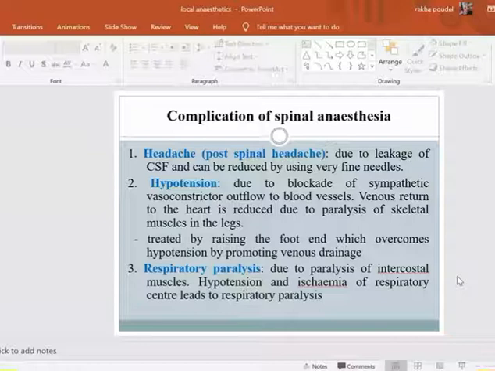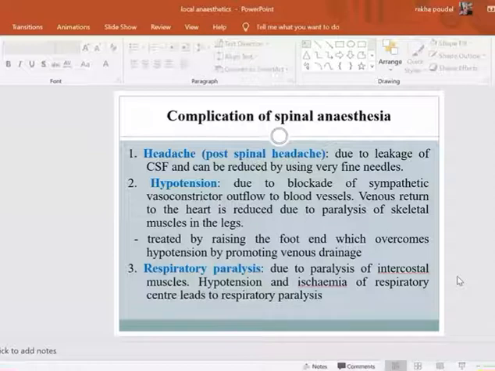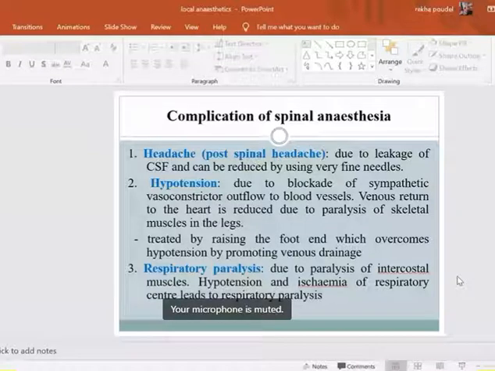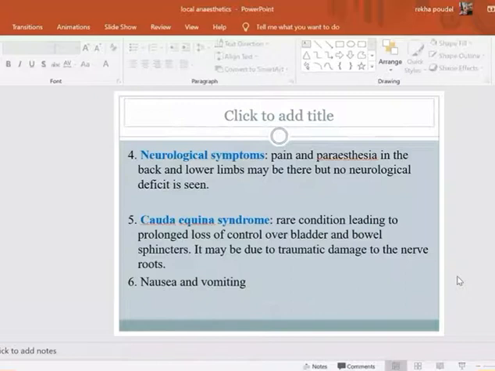Coming to another point, respiratory paralysis. Here the respiratory paralysis is due to paralysis of intercostal muscles, and hypotension and ischemia of the respiratory center may lead to respiratory paralysis in case of spinal anesthesia. It may also cause neurological symptoms like pain and paresthesia in the back and lower limbs, but there may not be any neurological deficit. The patient may complain of anesthesia, and numbness in the lower limbs and back.